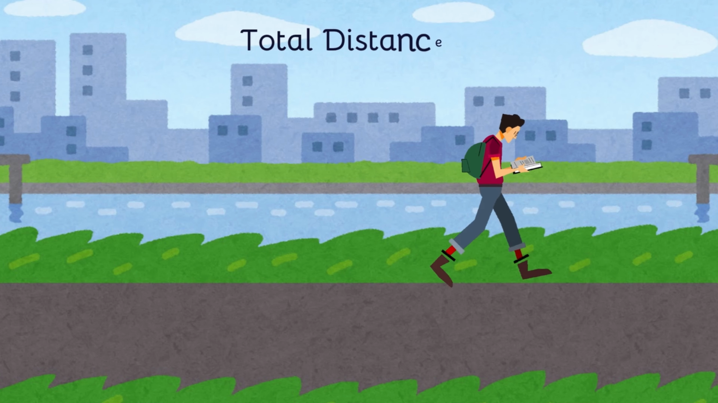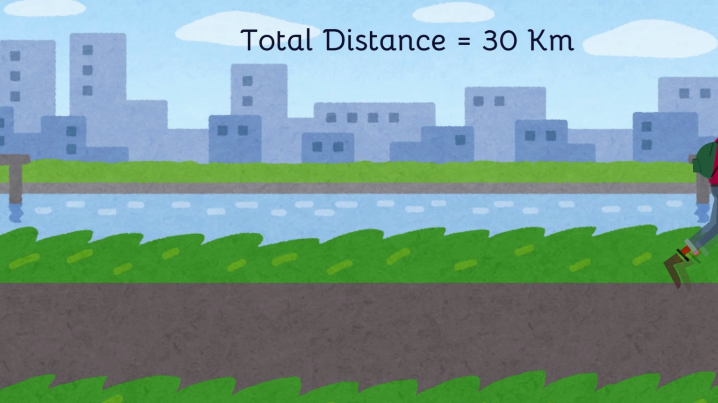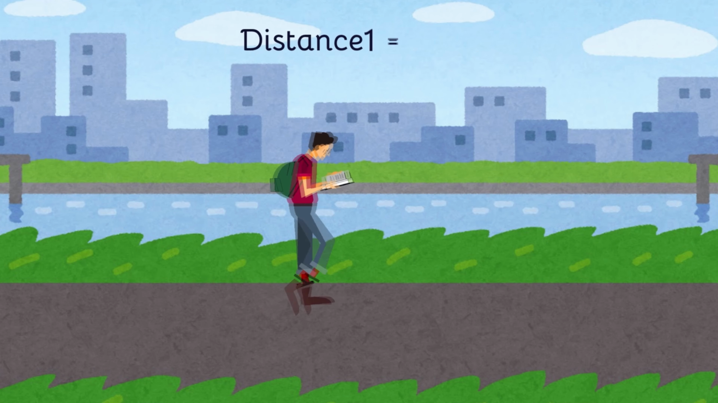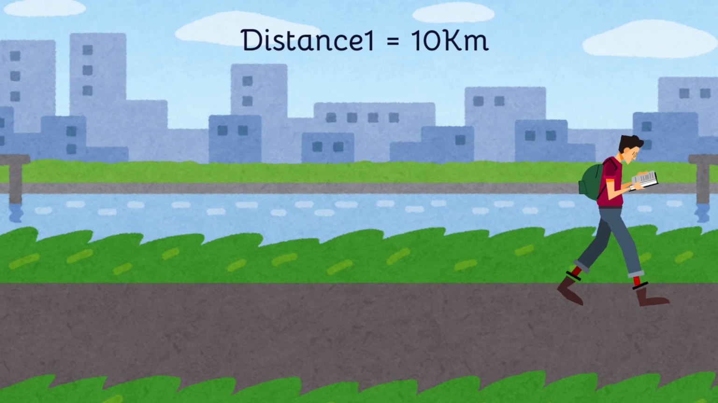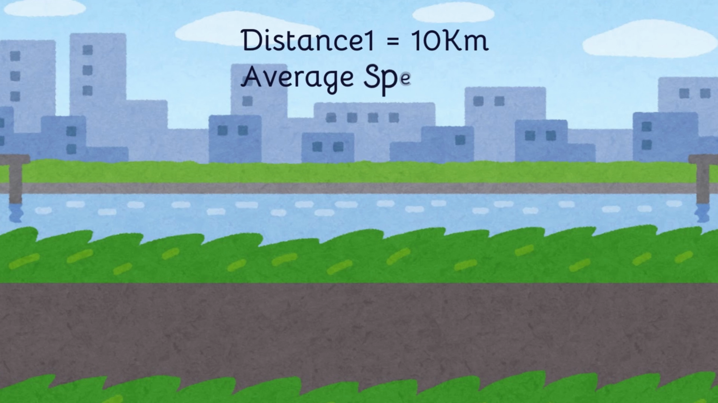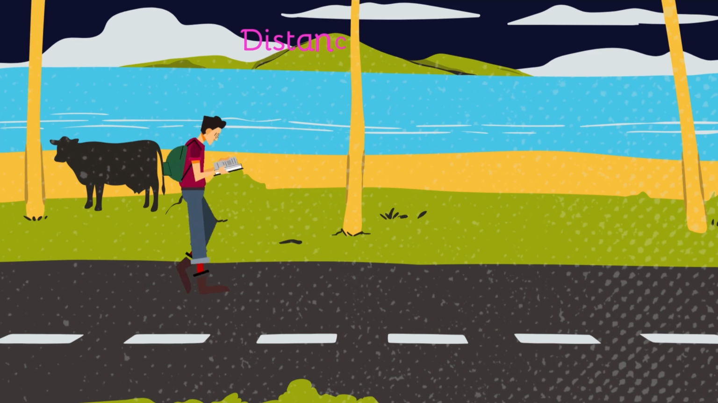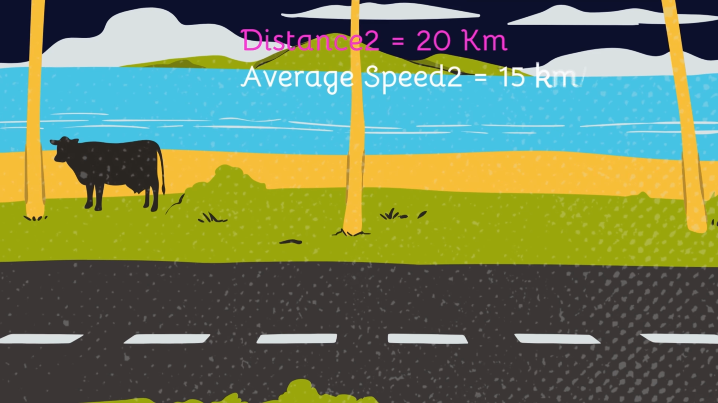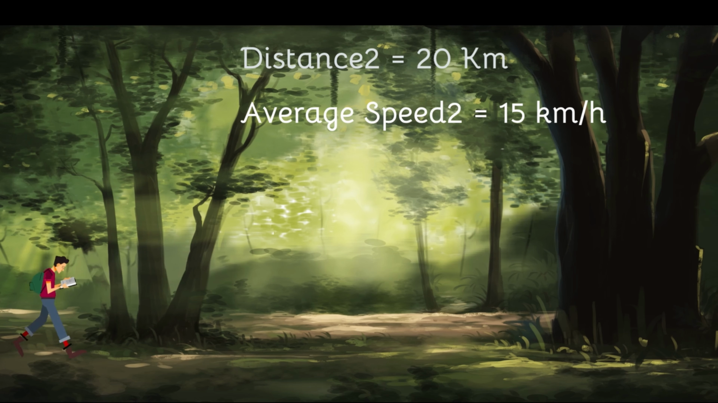Meet Mr. A. He's set up on a 30-kilometer journey. For the first stretch of his journey, a 10-kilometer walk, he takes it slow, moving at an average speed of 6 km per hour. Maybe he was enjoying the view or just not in a hurry. But after that, Mr. A picked up the pace. The remaining 20 kilometers, he traveled at an average speed of 15 km per hour. Maybe he saw a storm, or maybe lunch was waiting for him at the finish line.